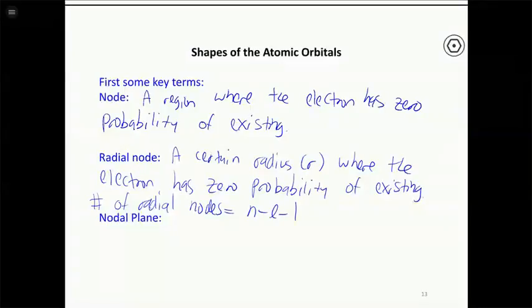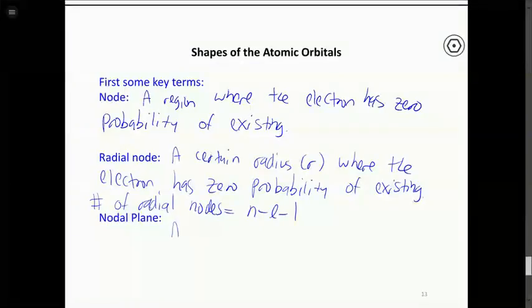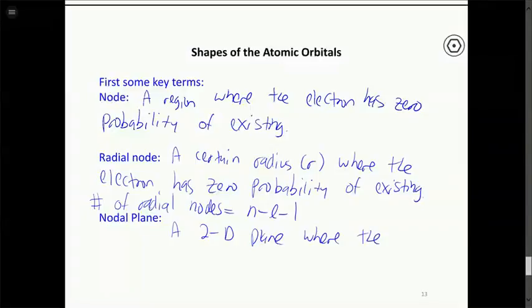Alright, and then the nodal plane is a 2-dimensional plane where the electron has 0 probability of existing. And as we'll see when we start drawing these next time, this nodal plane, or how many nodal planes you have, is going to determine the overall shape of the orbital.